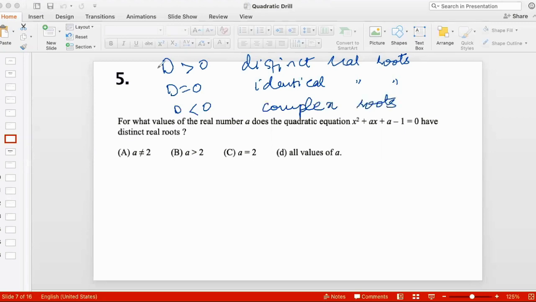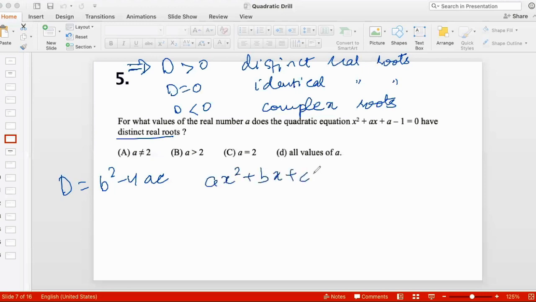So here we are looking at the first case, because we need distinct real roots. So the discriminant is given by b square minus 4ac when the equation is written as ax square plus bx plus c equal to 0. So from my equation, I can see that my a will be 1, b will be small a, and c will be a minus 1.